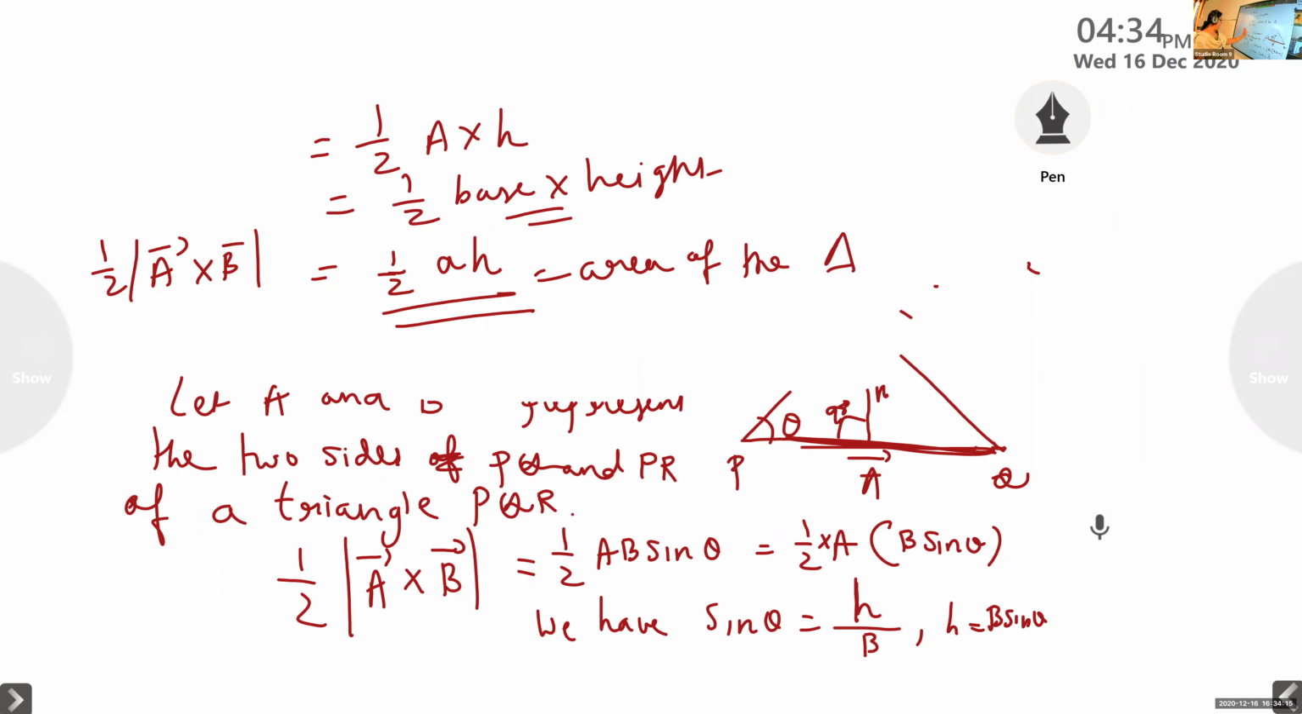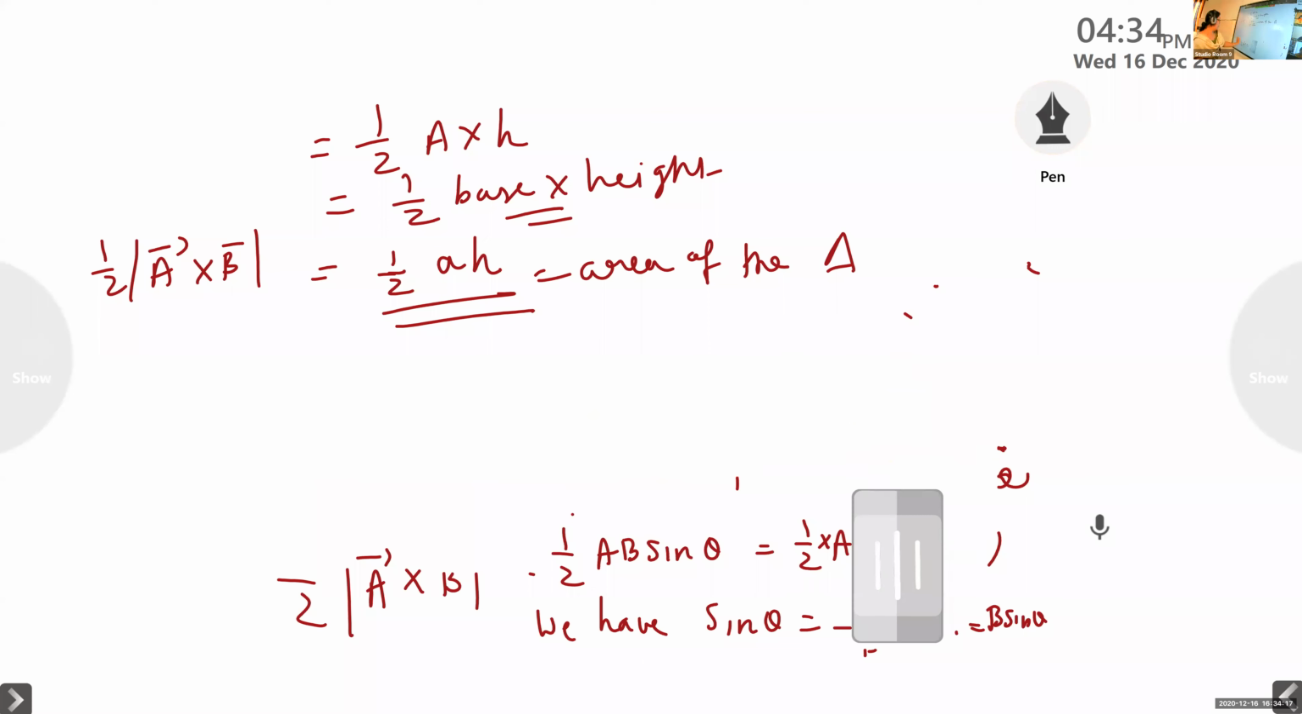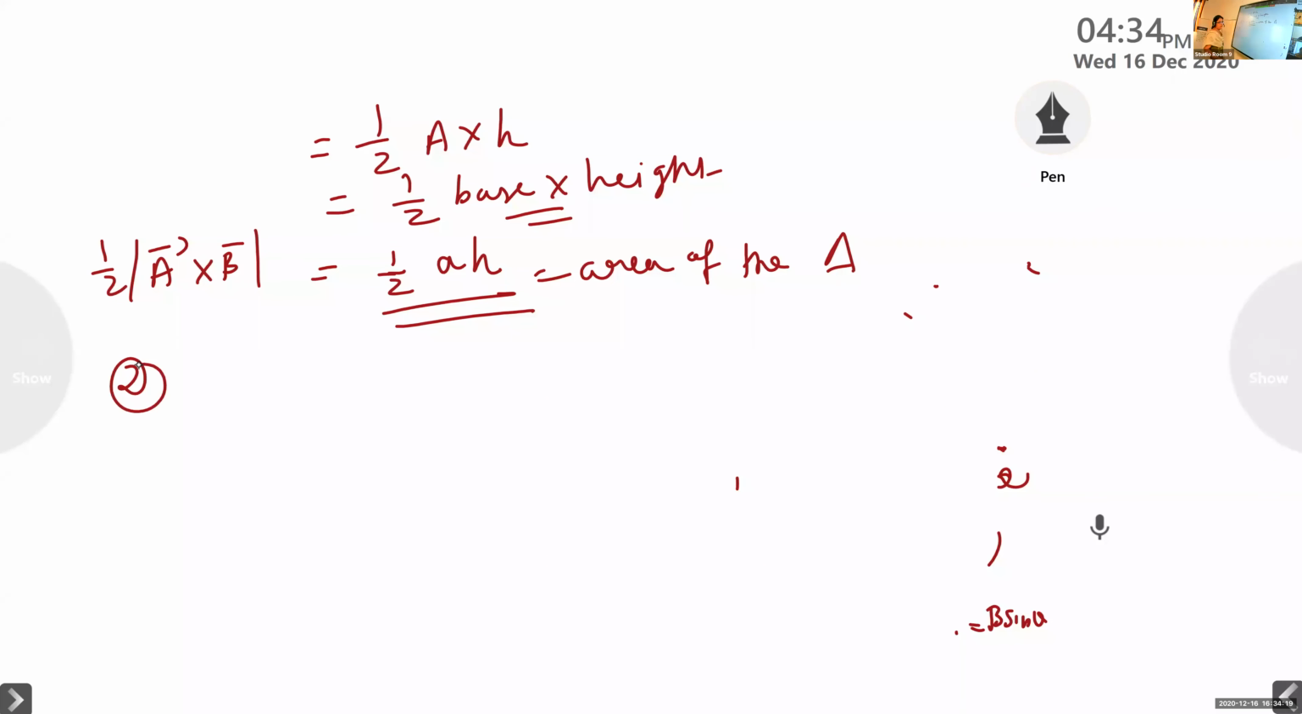Okay, next question. Question number 2. So you just have that moment of inertia table with you. Okay, so you can write the question.